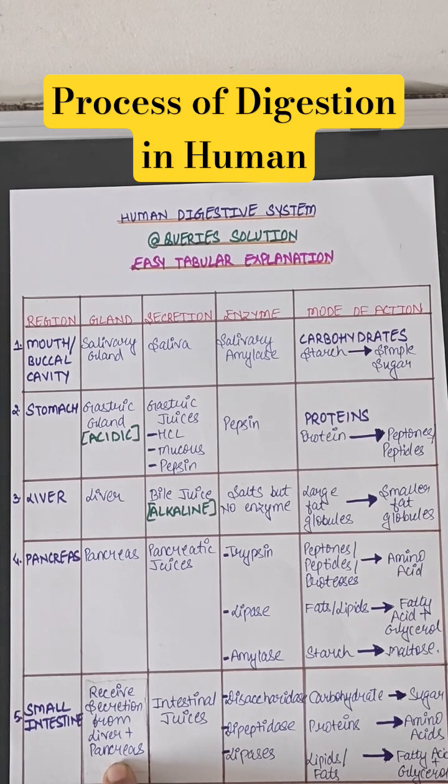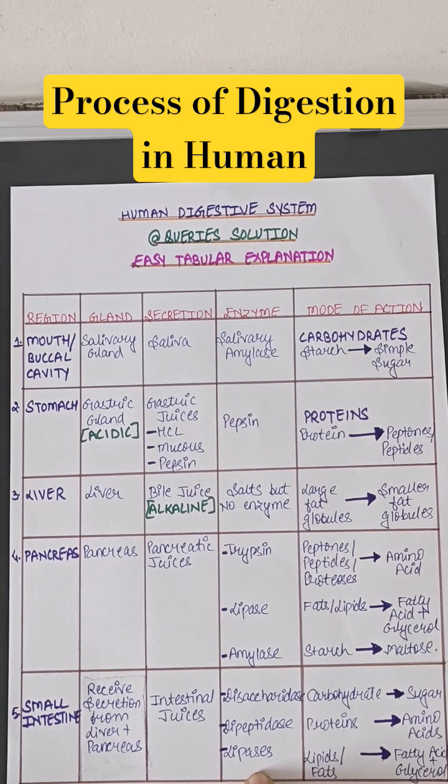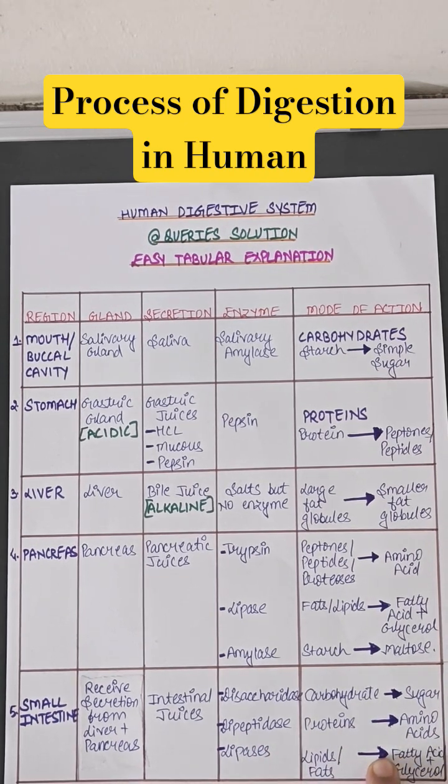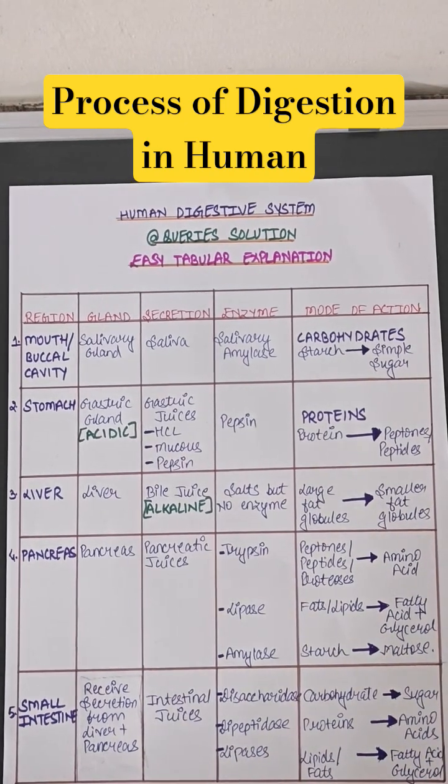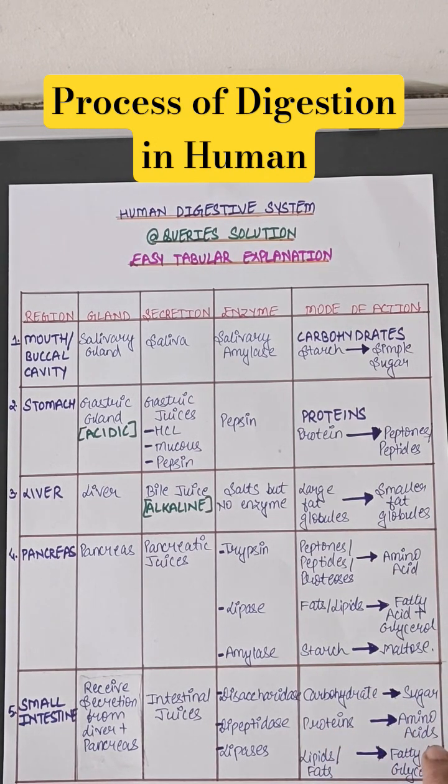And lastly, as the process of digestion gets completed in the small intestine, it receives secretion from the liver, from the pancreas along with its own intestinal juices, secreting various sets of enzyme, allowing the complete digestion of the food to happen, converting the entire carbohydrates into sugars, the proteins into amino acids, fats and lipids into fatty acid and glycerol.